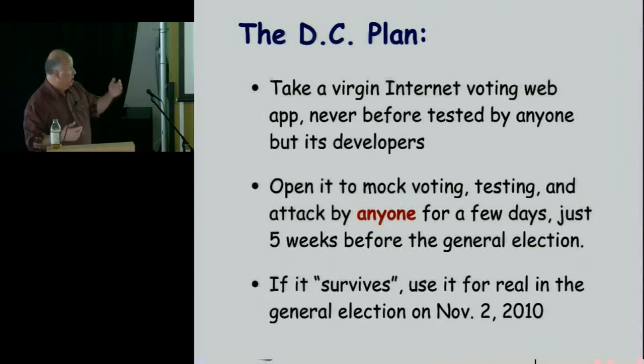and was to be used one time in a mock voting testing environment in which a mock election was held on the internet, and it was allowed to be attacked by anyone for at least a few days in a testing period 5 weeks before the election. And the idea was that if it survived that test period, it was going to be used in the actual general election November 2nd. The system, by the way, was actually built by people here in the Bay Area. The open source OSDV is the name of the company.